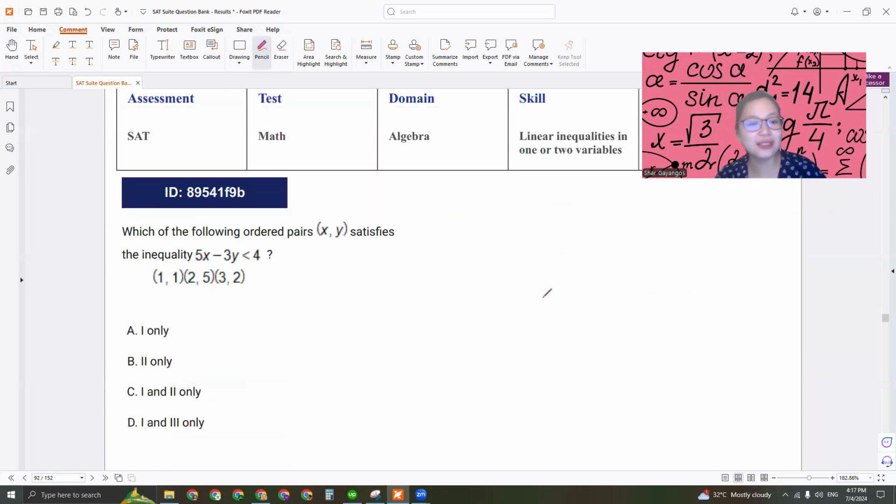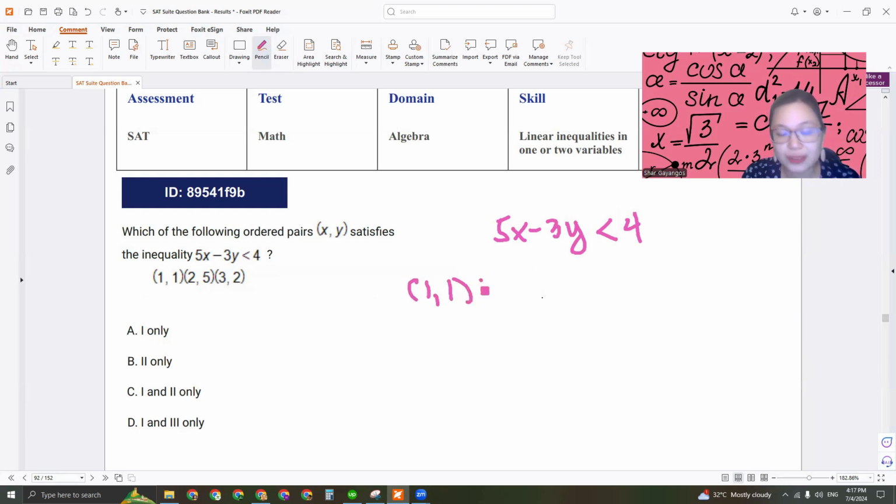So this time we're working with linear inequalities. We have this: which of the following ordered pairs x, y satisfies 5x minus 3y is less than 4? So we have all these values. What you can do, number 1, is plug and play. For example, 1, 1, this is what you'll do. Plug in x is equal to 1 and y is equal to 1 into the values, and then see if the inequality holds, right? So 2 is less than 4, which is correct, right?